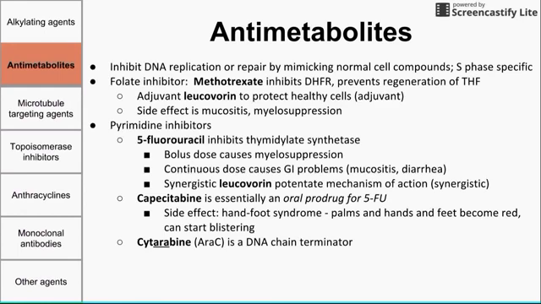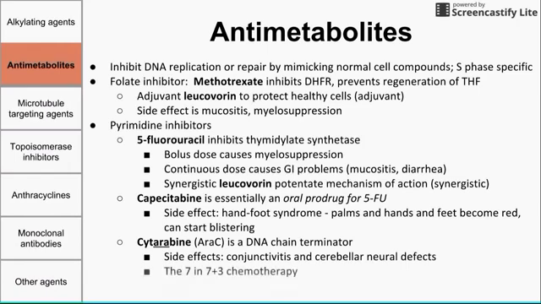It's a DNA chain terminator. The side effect here is conjunctivitis and cerebral neural defects. So Ara-C or cytarabine causes conjunctivitis and cerebral defects. So CCC: Ara-C, conjunctivitis, cerebral neural defects. It's also worth mentioning that cytarabine is the 7-in-7 plus chemotherapy. If you haven't heard of that, it's like a 10-day regimen of chemotherapy that's very common. For the first 7 days, you're going to be administering cytarabine, and that's before 3 days of anthracyclines. We'll talk about anthracyclines in a second.